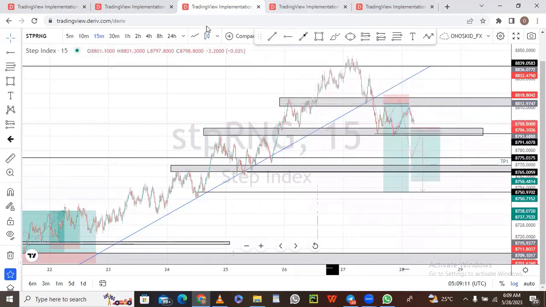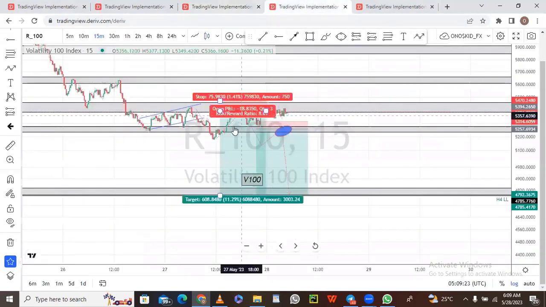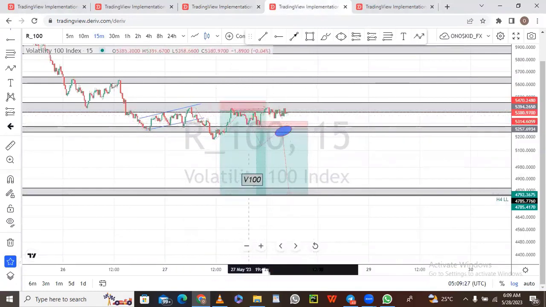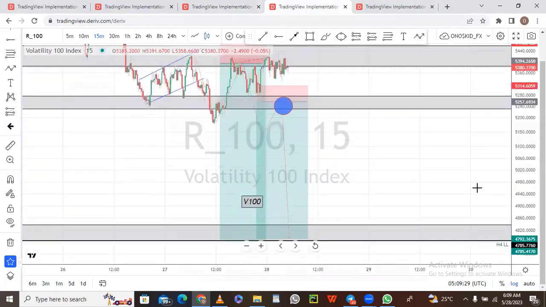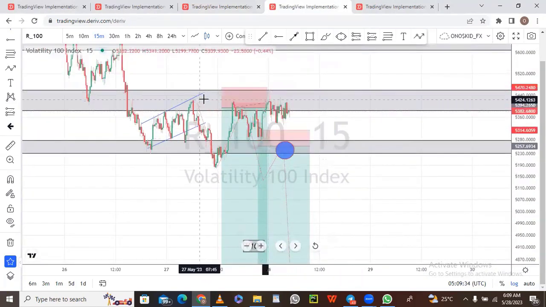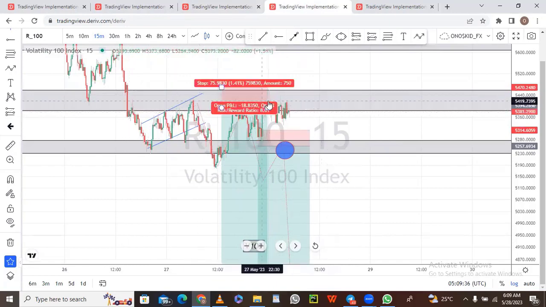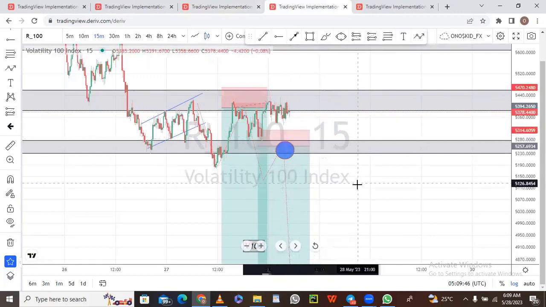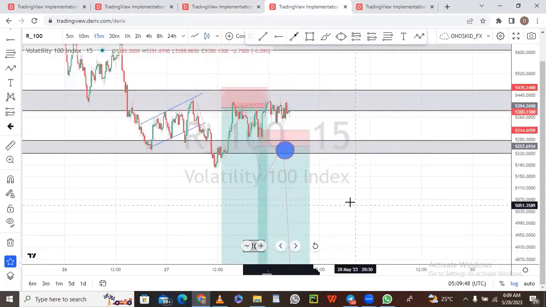So that's that about step index. We have volatility 100. This one, I just made an entry. Why did I enter this market? Look at this rejection candle, which is still around my POI, my point of interest. So this is why I took this trade. This trade has not really moved, but we are still anticipating the move to the downside. I'm going to update you guys on how it goes.